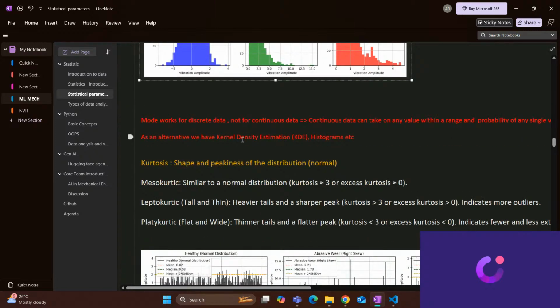And next we understood what is kurtosis. So kurtosis again describes the shape and peakiness of the distribution. And we have three terms in that: mesokurtic, leptokurtic, and platykurtic. So what does that mean? Mesokurtic is more of a normal distribution, and leptokurtic has a very sharp peak and will be very thin. The kurtosis value will generally be greater than 3. Leptokurtic has heavier tails with a sharper peak, and platykurtic will have thinner tails with a flatter peak.